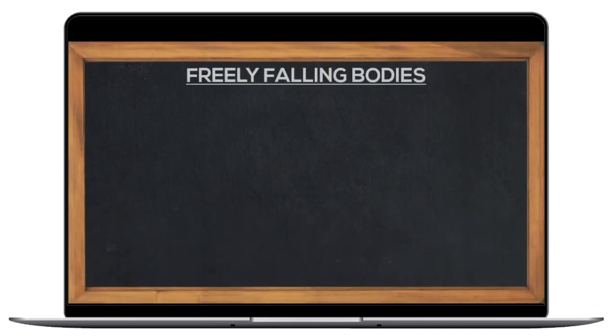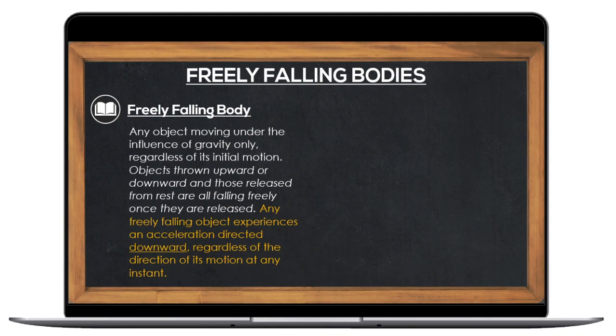For today, we'll be discussing freely falling bodies or the motion along the vertical. Let's define the following terms. A freely falling body is any object moving under the influence of gravity only, regardless of its initial motion. Objects thrown upward or downward and those released from rest are all freely falling once they are released.